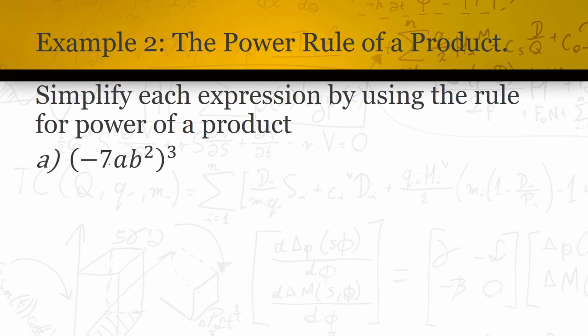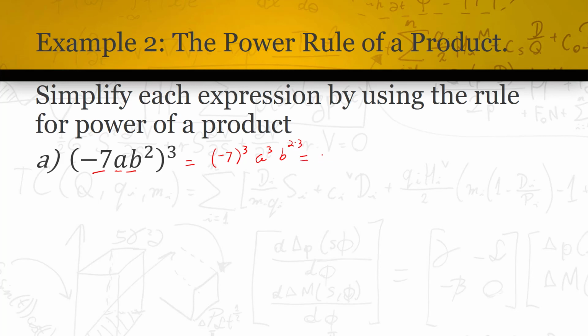Here we have negative 7 times a times b squared, the whole thing raised to the third power. So we actually have three bases, 1, 2, 3. So we can rewrite that as negative 7 cubed times a cubed times b to the 2 times 3 power.